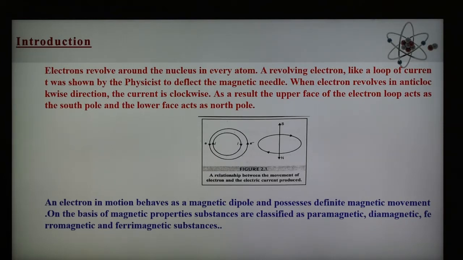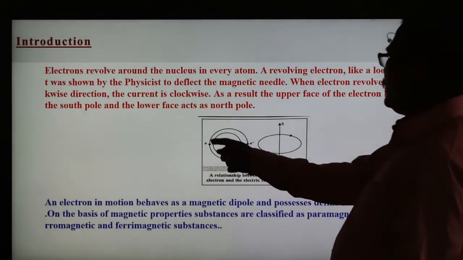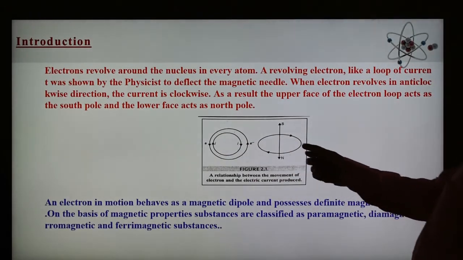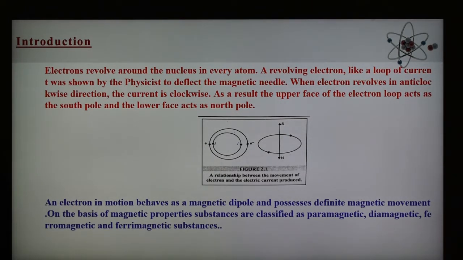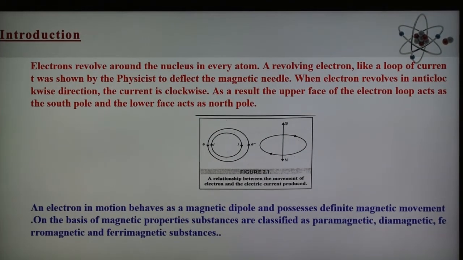When an electron revolves in the anti-clockwise direction, the current is clockwise. As a result, the upper face of the electron loop acts as a south pole and the lower face acts as a north pole, as shown in the slide. Therefore, we can say that an electron in motion behaves as a magnetic dipole, or possesses a definite magnetic moment. Here is shown the motion of the electron in the clockwise direction, with the north pole and south pole. This shows the relation between the motion of the electron and the electric current produced.